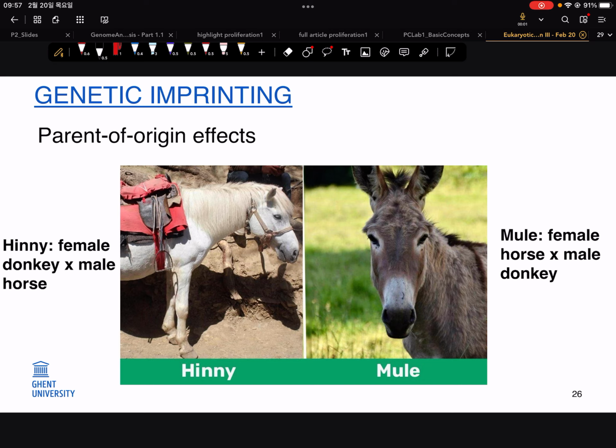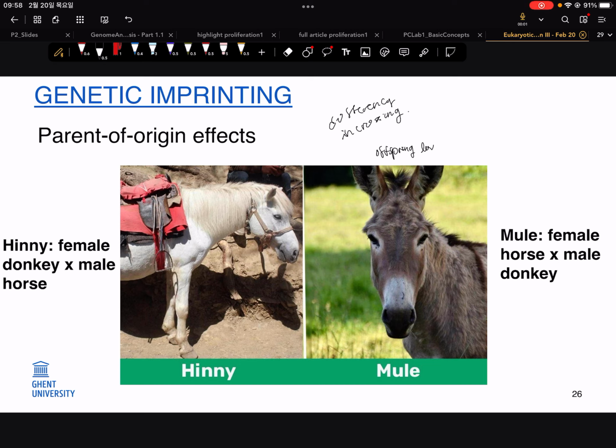Like here on the left you see the hinny, which is a female donkey with a male horse. And on the right you see a mule, which is a female horse, and a father that is a donkey. What you see here, I think, is that the offspring looks a bit more like the father. Certainly the head here is a bit more like a horse, while here the head really looks like a donkey.